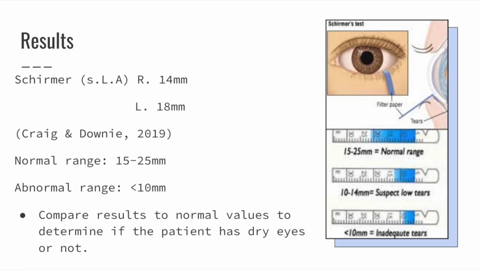Results gathered from the patient within this video show a measurement of 14 mm for the right eye and 18 mm for the left eye with the use of local anesthetic. Once again, we must compare against normative data, which is in this case between 15 to 25 mm, and any abnormal range can be classified as anything less than 10 mm. Therefore, although the right eye is considered to fall just below normal range at 14 mm, it can be identified as potentially being problematic. The left eye is within normal range.